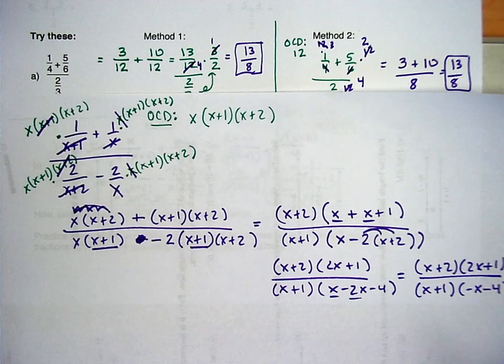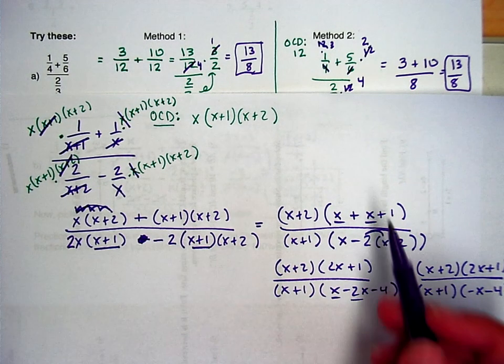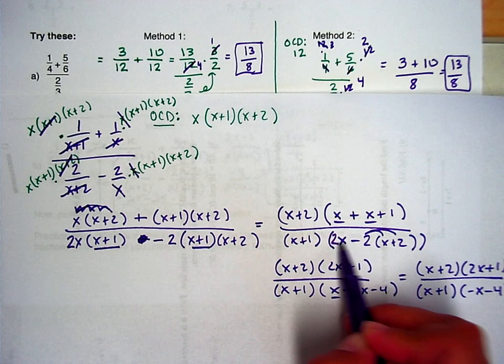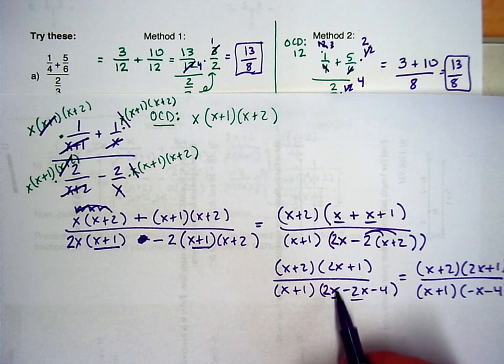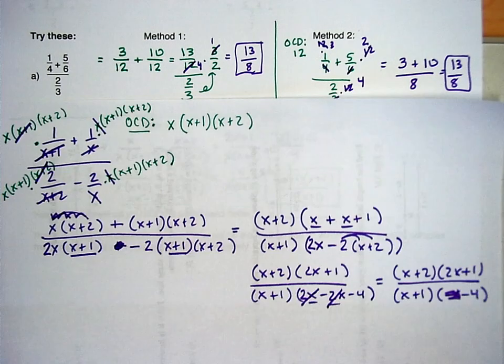I found my mistake. So there was a 2 here. So that should have been 2x minus 2 here. So those were gone, and then it was just a negative 4. And now we're good. Now it matches the other one.